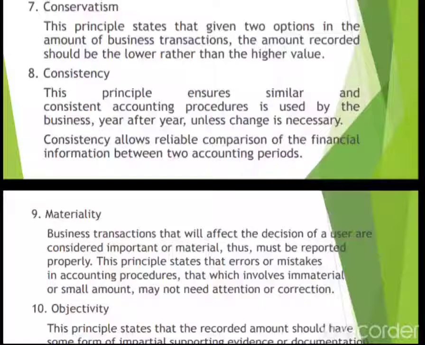Okay. And consistency says this principle ensures similar and consistent recording procedures are used by the business year after year unless a change is necessary. Like we will be following the same pattern unless an actual change is necessary. Consistency allows reliable comparison of the financial information between two accounting periods. Because if we are following the same kind of accounting procedures, then it is easy for us to compare the accounts of 2020 and 2021.